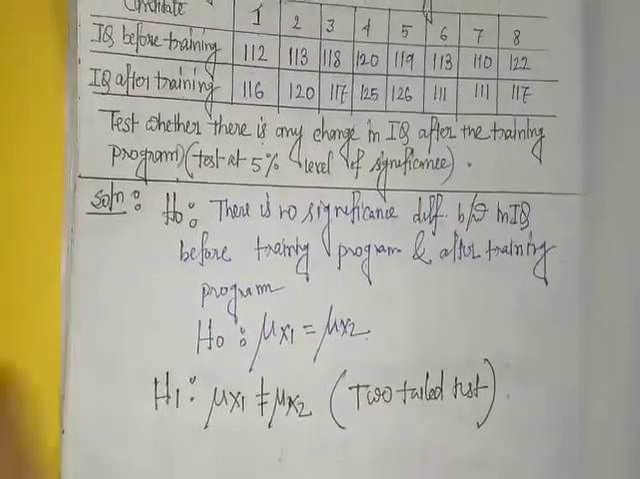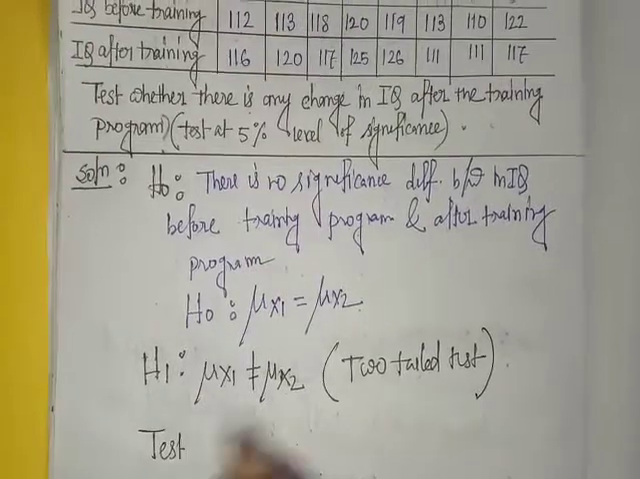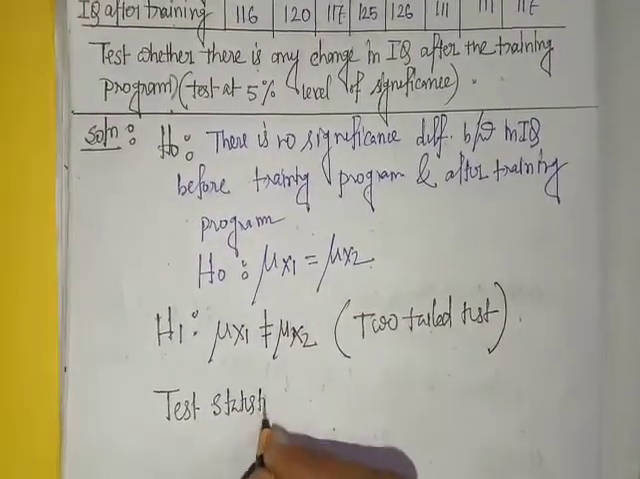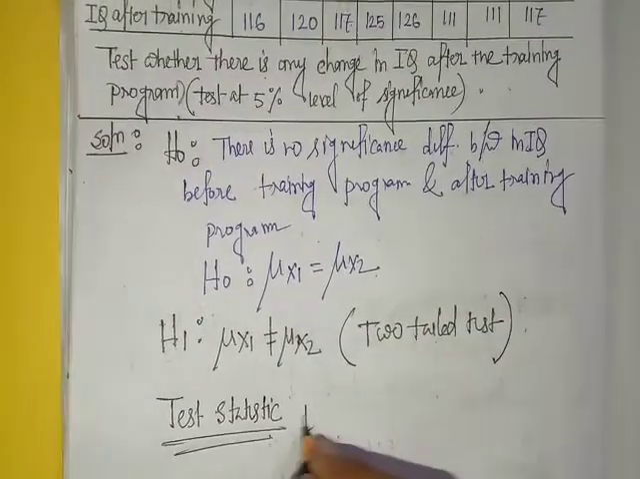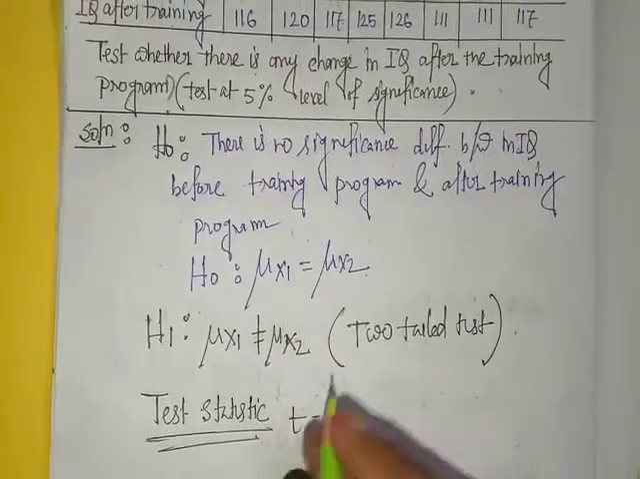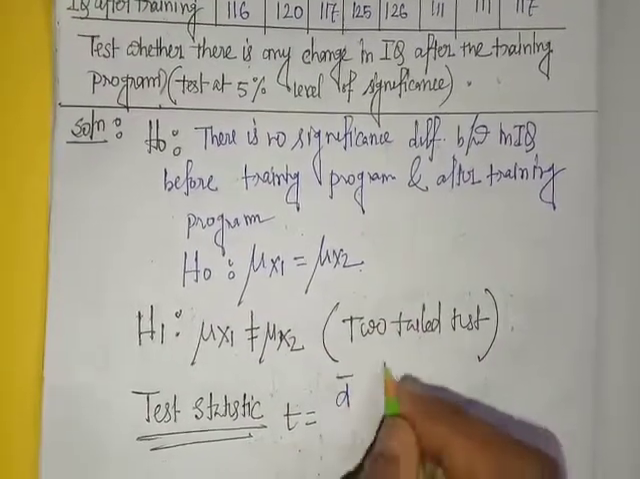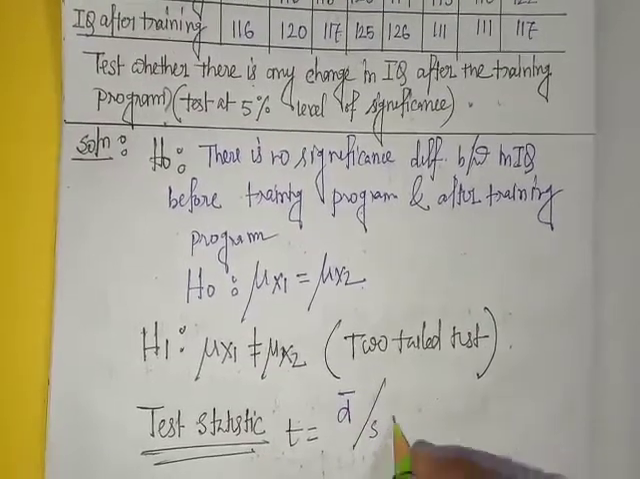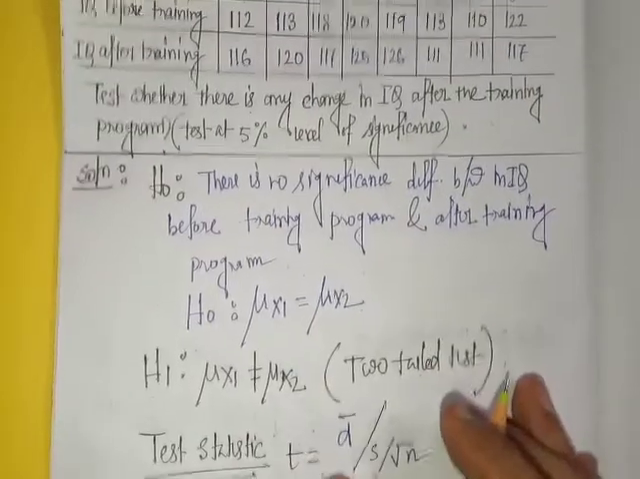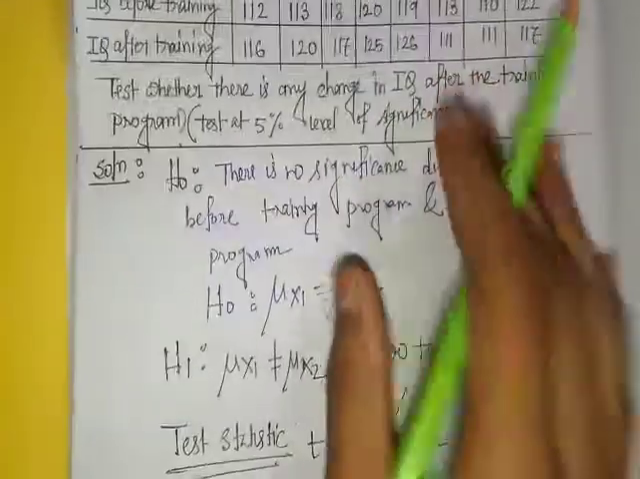Test statistic. The formula of the test statistic for paired t-test is t equal to d bar by s by root over n, where n is the sample size. Here the sample size is 8.